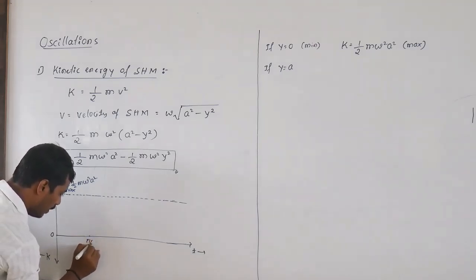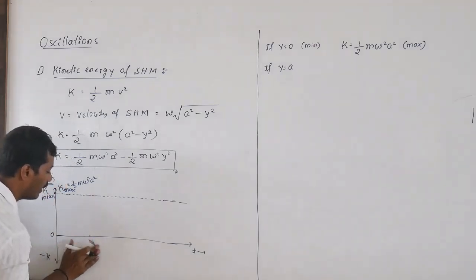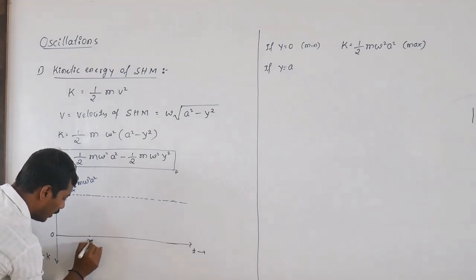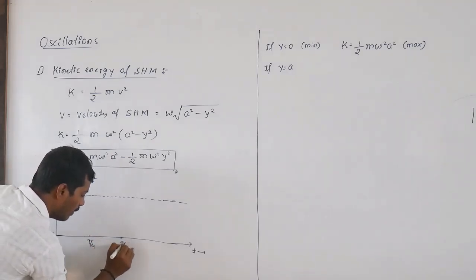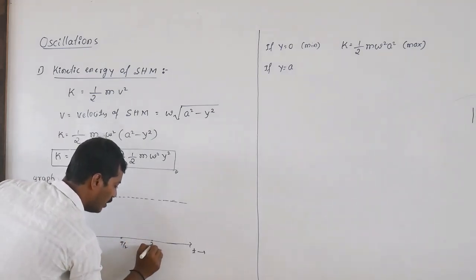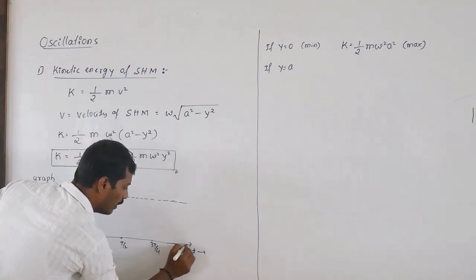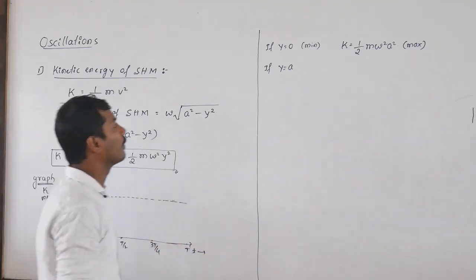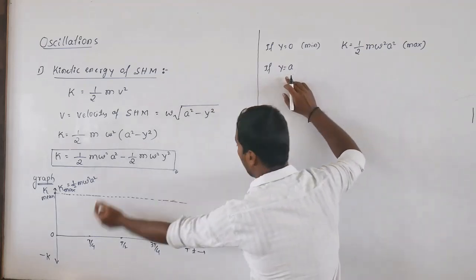It is pi by 2 or it is T by 4. Time taken, I will take here: T by 4, T by 2, 3T by 4, and T. Okay.